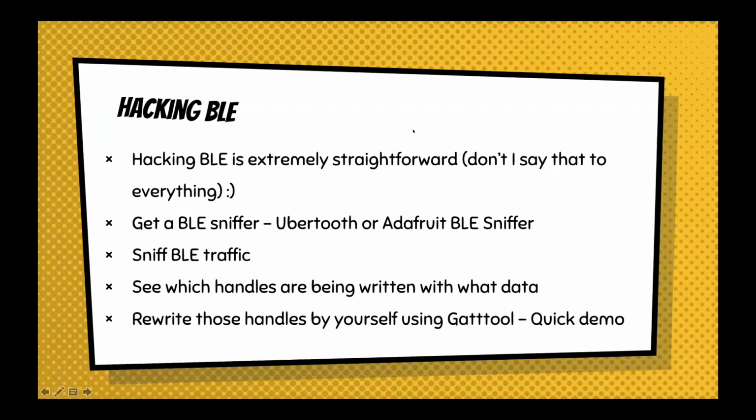And the next thing that we're going to have a quick demo on is BLE. You can actually sniff BLE extremely easily. Using things like Ubertooth or the Adafruit BLE sniffer, you can sniff the BLE packets. Just to give you a short introduction, all you need to do is figure out what handles are being written and with what particular data. Then you can use gatttool to write that data yourself and take control over the BLE device. So let me show you a quick demo of the same.